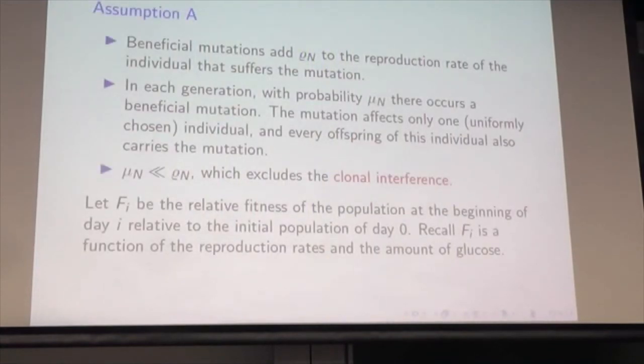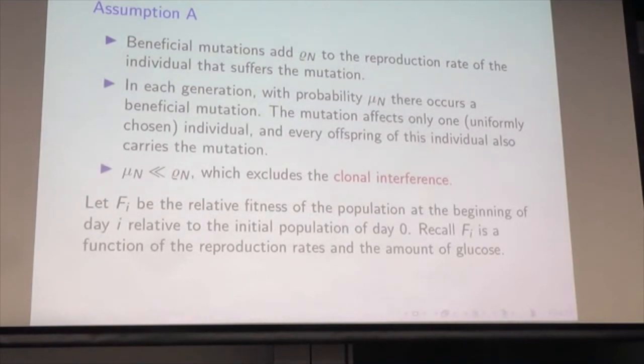We make some assumptions. We assume that the beneficial mutations add a real number to the reproduction rate of the individual that suffers the mutation. So when a mutation arrives, it adds this amount to the reproduction rate of the individual. This is the benefit that the mutation brings to the individual, and the next is the probability that the mutation happens, which we call mu n. Every individual will have a beneficial mutation with probability mu n.